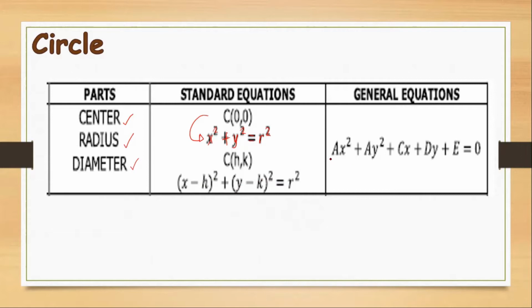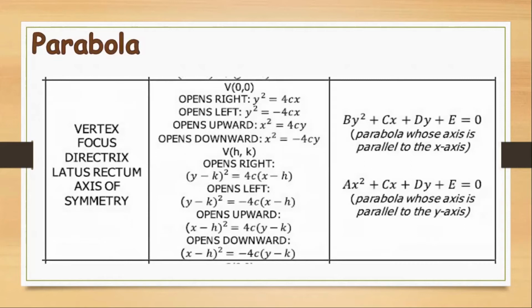And for its general equation, we have ax squared plus ay squared plus cx plus dy plus e equals 0. Take note that the coefficient of x squared and the coefficient of y squared will always be equal for the general equation of the circle. Let's continue with the next conic section.